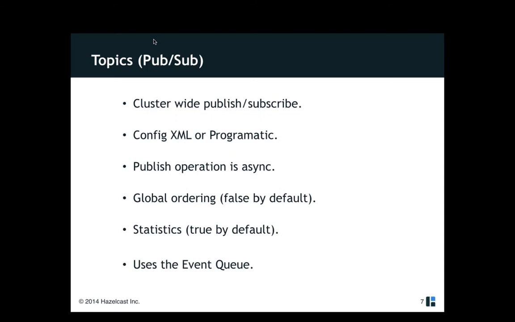So let's say you have 3 or 4 clients that are listening to a topic. Someone publishes. The order in which things arrive from other consumers could be in a different order if there are multiple publishers, that is. So if you want to ensure that ordering is always strictly enforced, then there's a global ordering parameter you can set. We also have statistics on the topic as well.